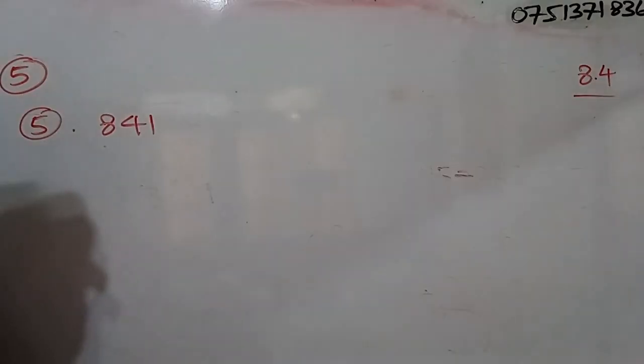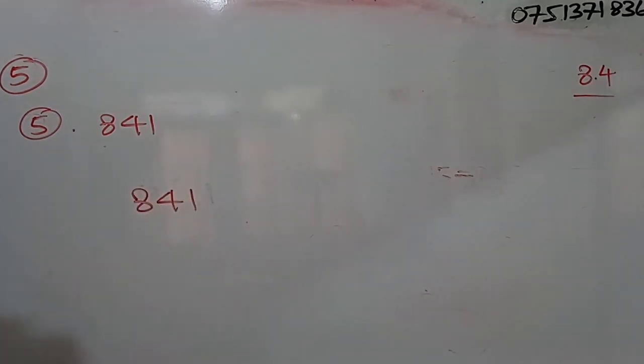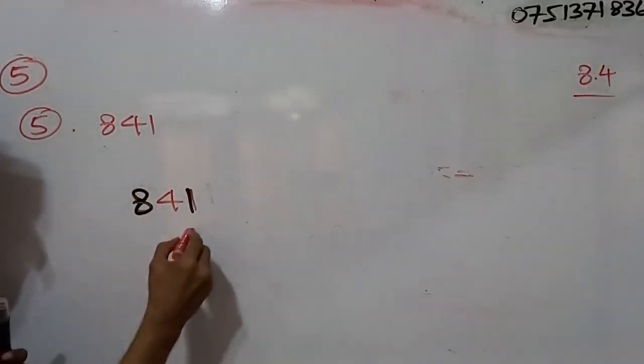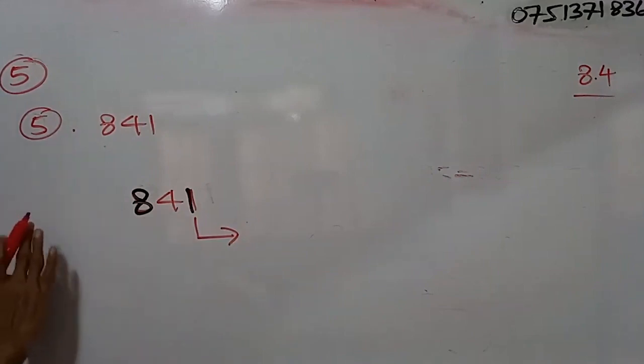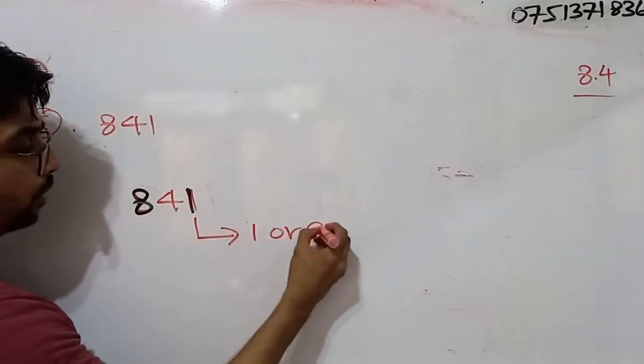Okay, so the digit in the ones place is 1. That means this can be a perfect square. So we write 841, right? These are the two digits that we need to concern ourselves with. This is 1, that means on the square root, the digit in the ones place can be 1 or 9.